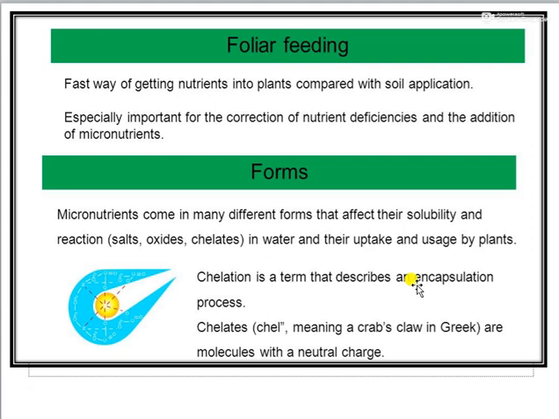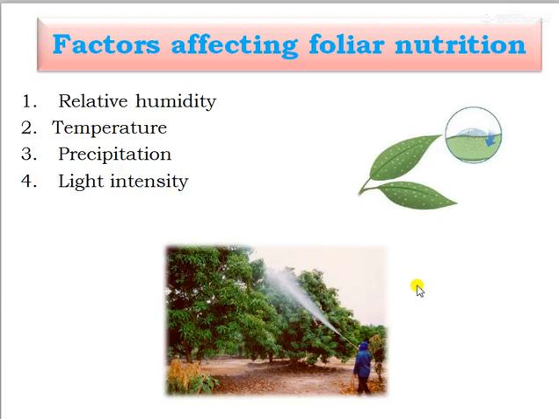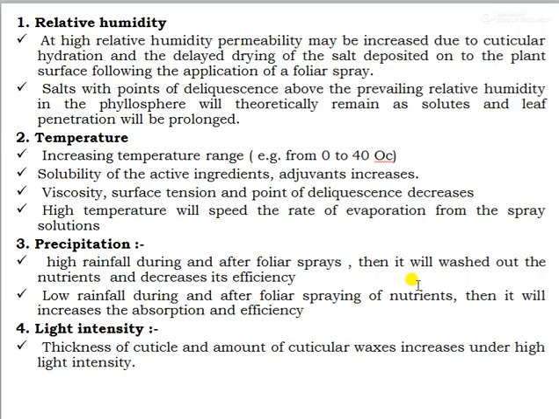Foliar feeding is the fast way of getting the nutrients into the plants compared with soil application, and it is especially important for the correction of nutrient deficiencies and the addition of micronutrients. Foliar feeding is a must and should be needed. Then the next point, the factors affecting foliar nutrition. The responsible factors are relative humidity, then temperature, then precipitation, then light intensity. You can see here in detail, first it is relative humidity.